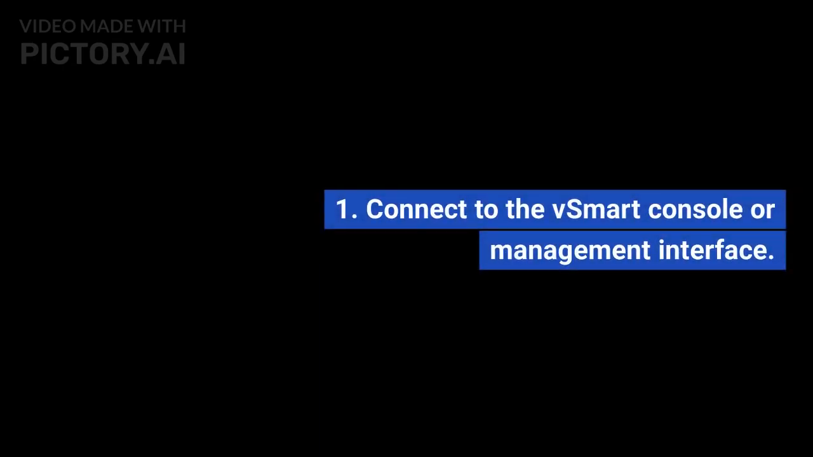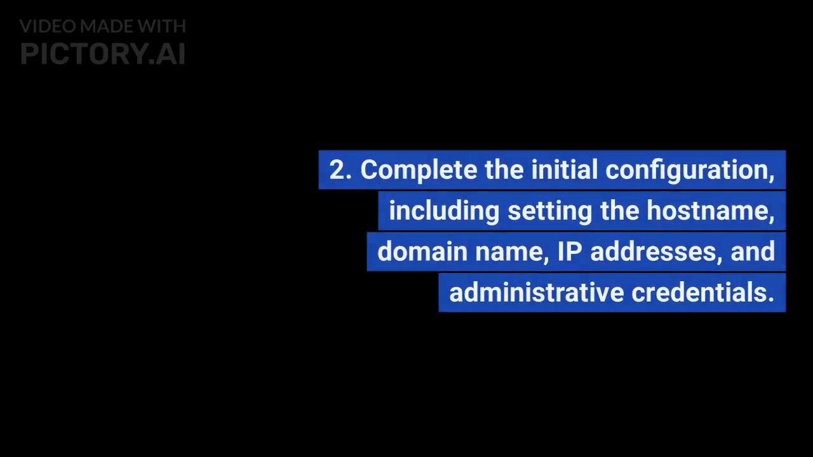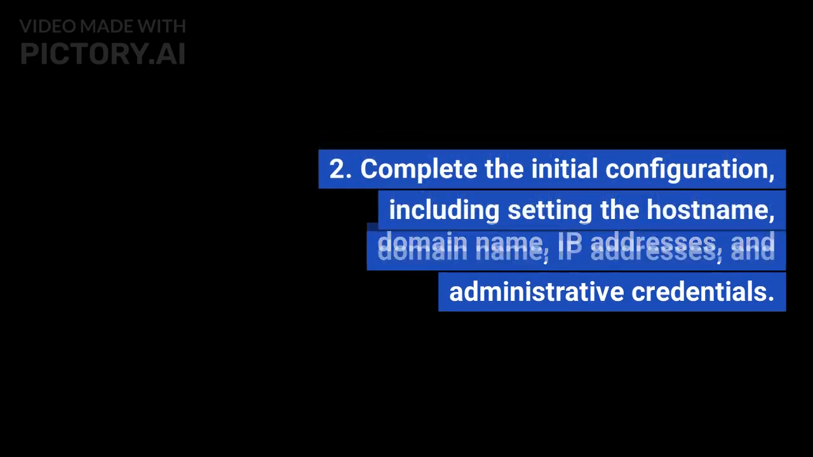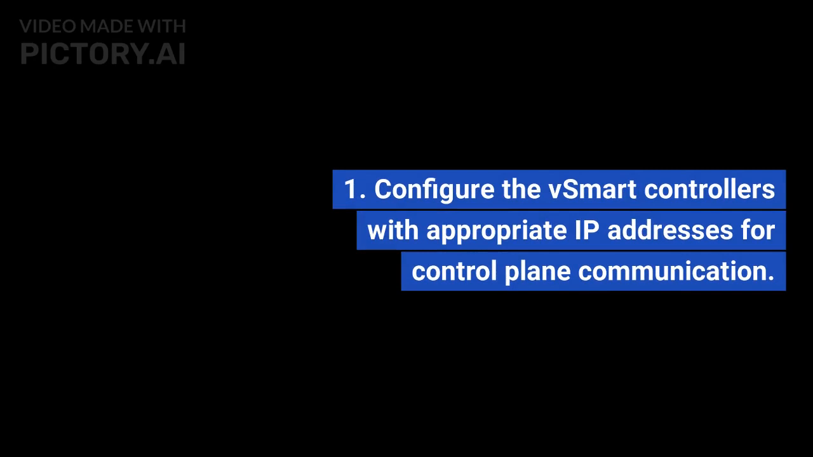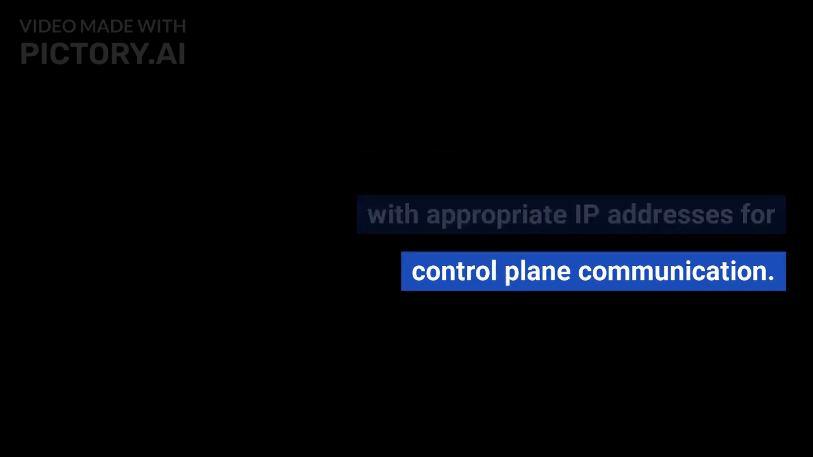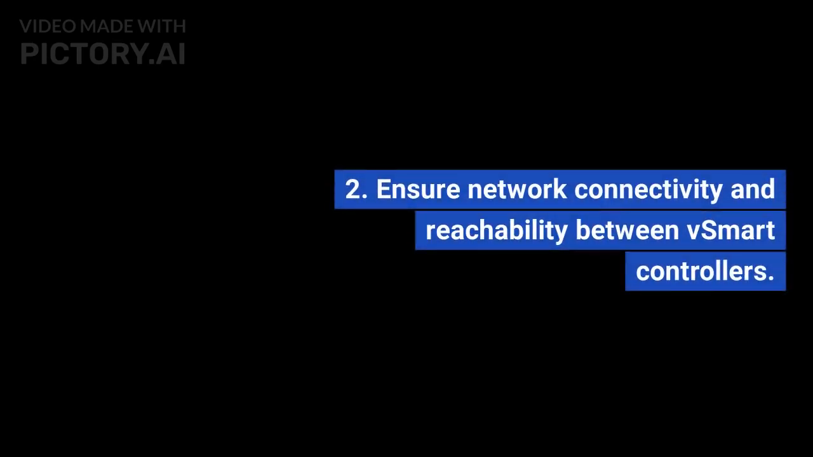Initial configuration. 1. Connect to the vSmart console or management interface. 2. Complete the initial configuration, including setting the host name, domain name, IP addresses, and administrative credentials. Connectivity and network reachability. 1. Configure the vSmart controllers with appropriate IP addresses for control plane communication. 2. Ensure network connectivity and reachability between vSmart controllers.